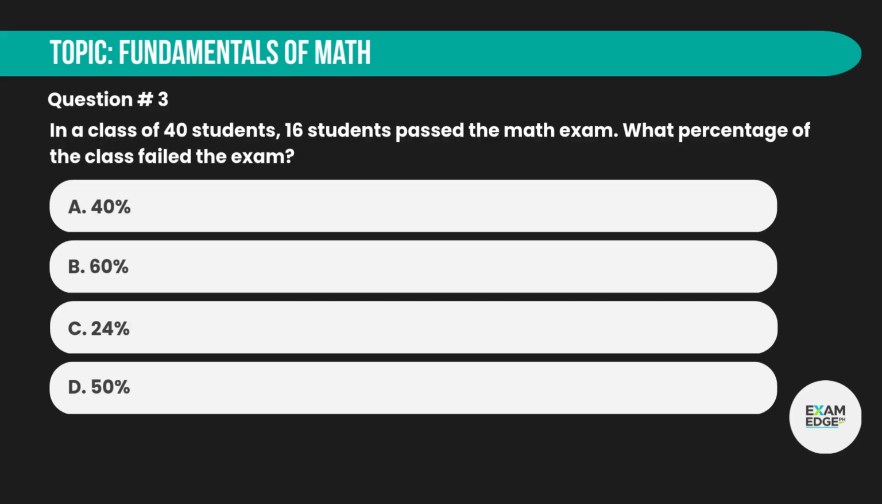Question number 3. In a class of 40 students, 16 students passed the math exam. What percentage of the class failed the exam? A. 40%. B. 60%. C. 24%. D. 50%.